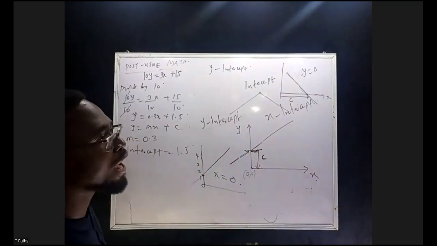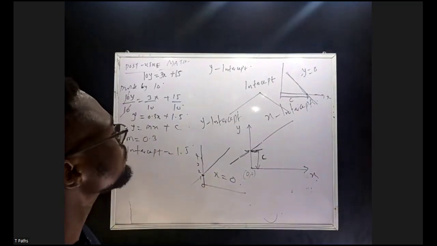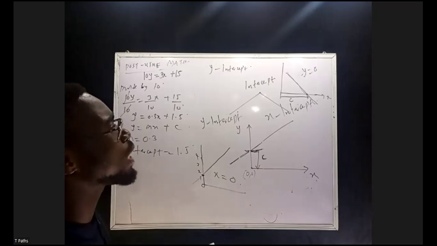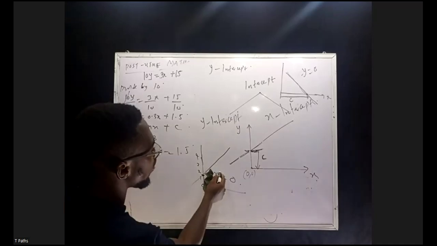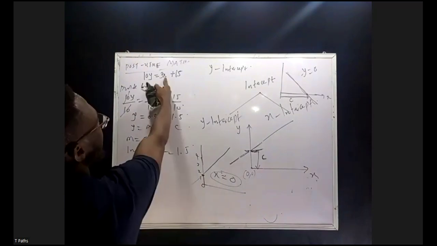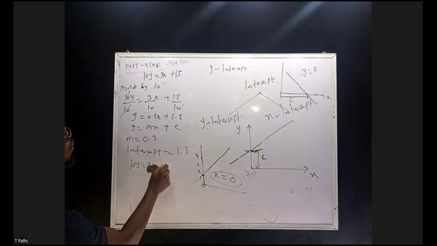What did the question say to find? The y-intercept. The question says we should find the y-intercept. What did I say about the y-intercept? I said for the y-intercept, at that point, what is the value of x? 0. So if I put 0 here, then y equals 3x plus 15.